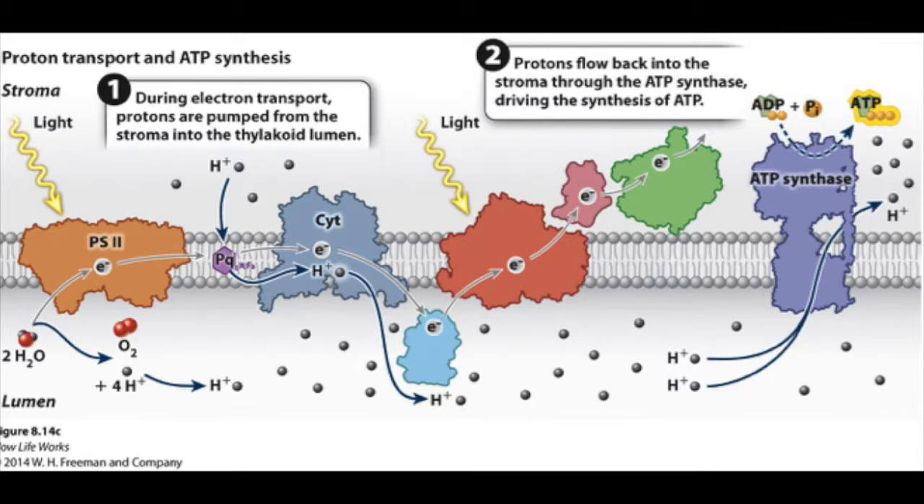Then the cytochrome B6F complex functions as a proton pump as electrons transit through the complex. Some of the energy released by the redox reaction is used to drive protons from the stroma side of the thylakoid membrane to the lumen. When protons pass through the enzyme ATP synthase, ATP is generated.